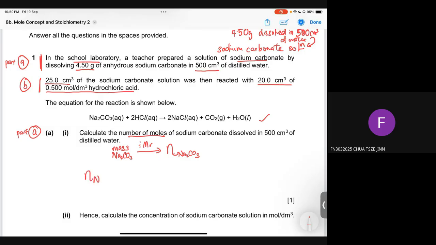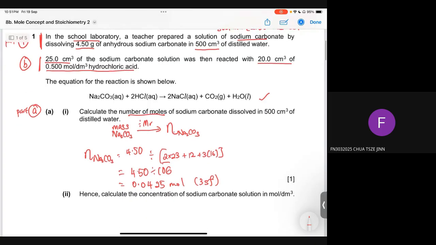To find the moles of sodium carbonate, I use 4.50 grams divided by the Mr, which is 2 times 23, because there are 2 sodium, plus 12, plus 3 times 16. So it's 4.50 divided by 106. You should get 0.0425 mole. Remember, for your final answer in this calculation, always use 3 SF. Okay?